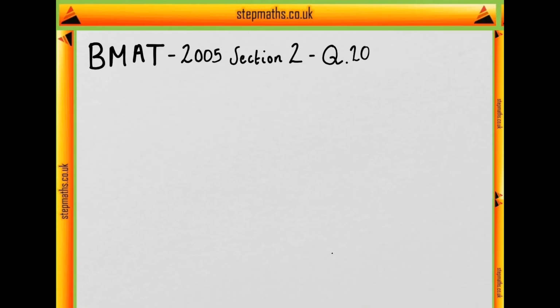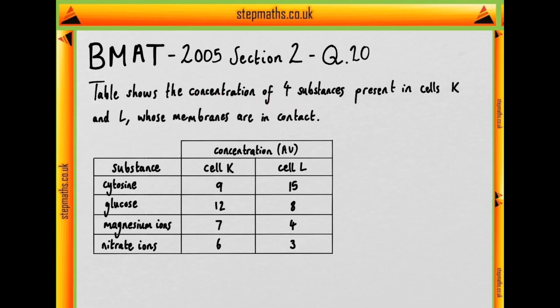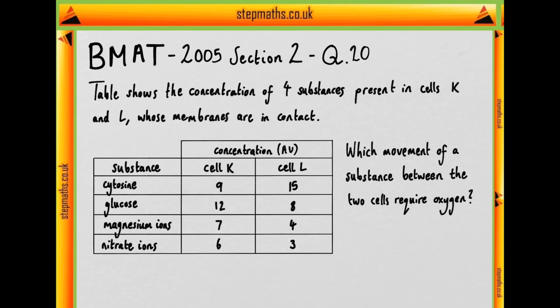In question 20 we're given the following table here, and we're told that this represents the concentration of four substances present in cells K and L, whose membranes are in contact. We're then asked to work out which movement of the substance between the two cells would require oxygen. So we have a series of options, A through D, and we're asked which of them represents a movement between these cells which requires oxygen.